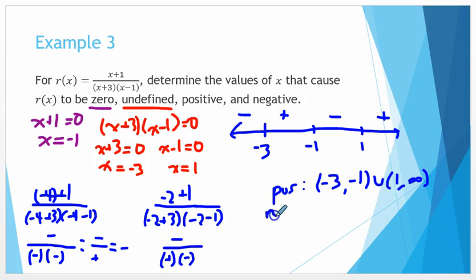And for where is the graph negative? Well, I have all the numbers less than negative 3. And I also have this section of the graph, the numbers between negative 1 and 1. So we've determined the zeros, the undefined values, the positive numbers, and the negative numbers.